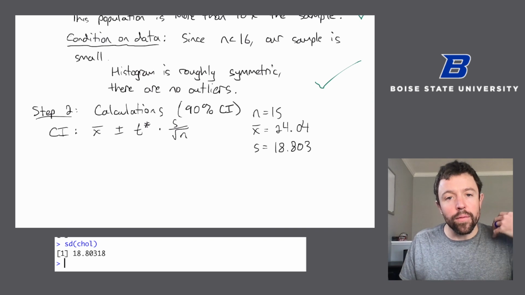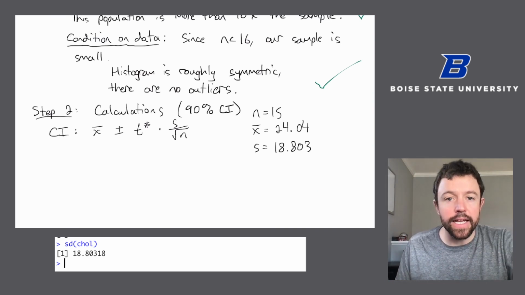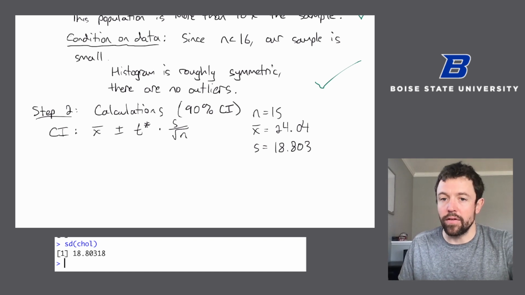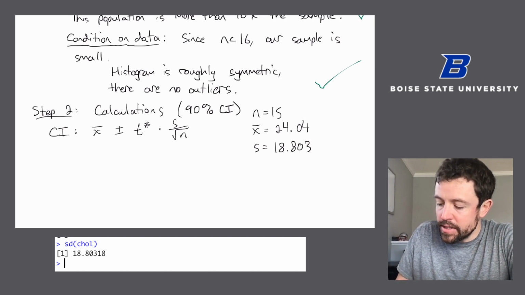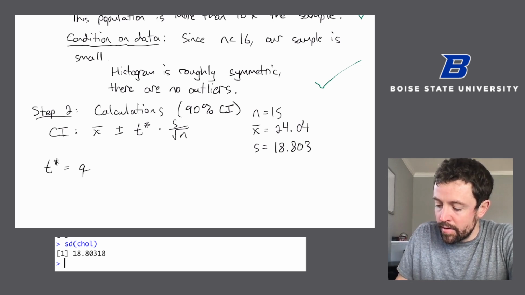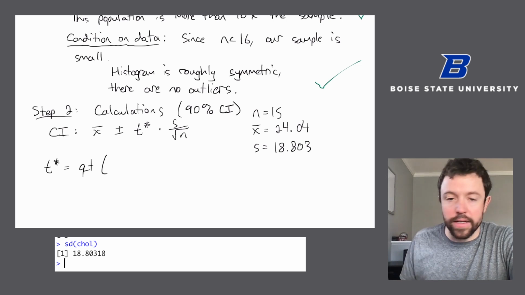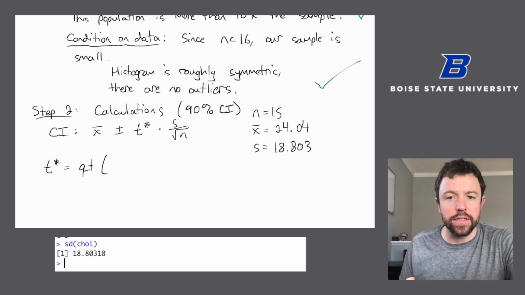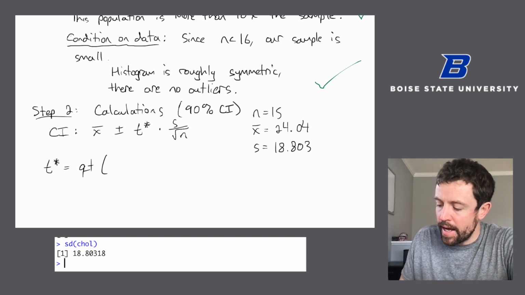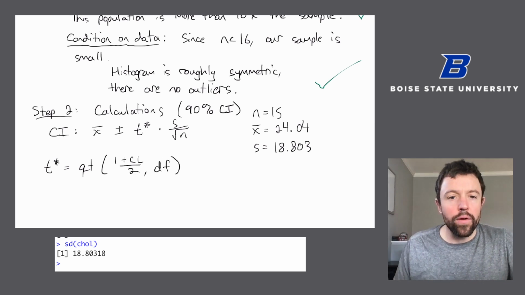All right, so the place that the 90% comes in is in calculating T star. So far, everything I've done does not rely on the confidence level. I like to write T star like this: it's a QT, Q for quantile, and I write it like this, 1 plus CL over 2, df.